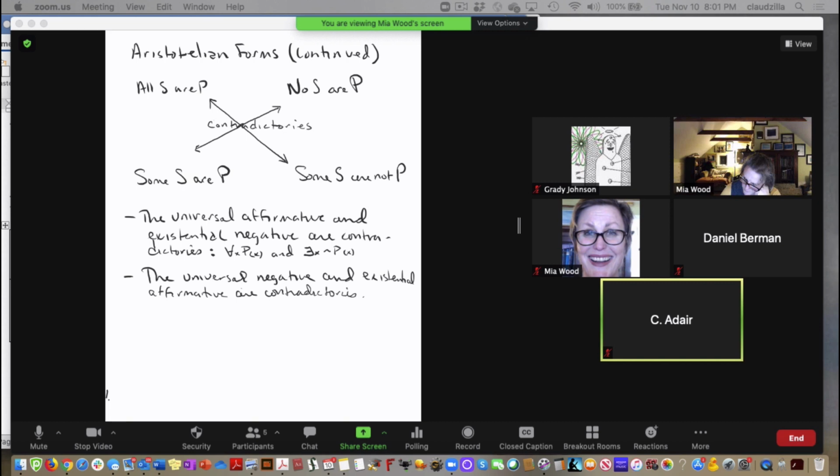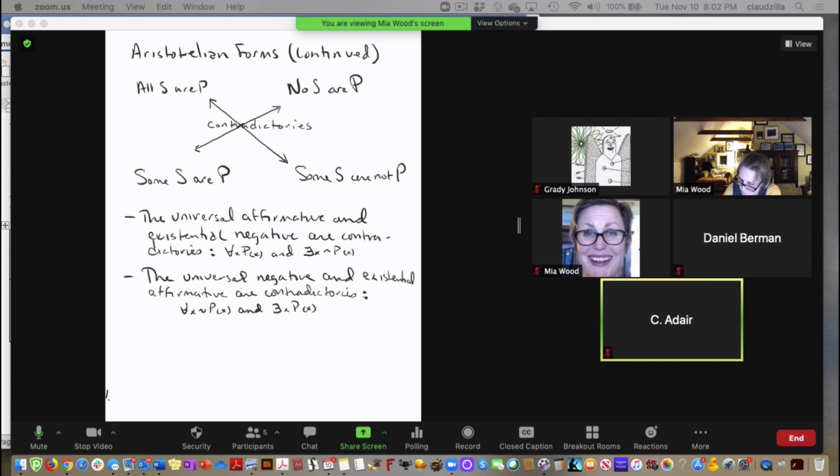Similarly, the universal negative and the existential affirmative can't be true at the same time, can't be false at the same time. All right, so I'm telling you that this is the case. And maybe you say, sure, Mia, I see it, but let's chat about it, okay? Let's look at some examples to see if the examples help us wrap our head around the thing.